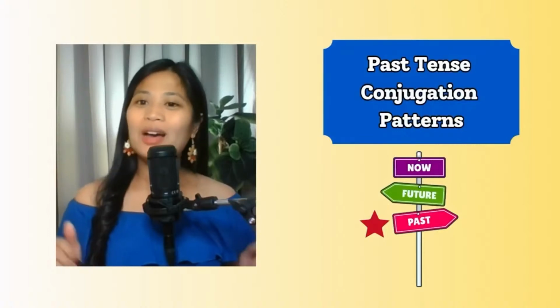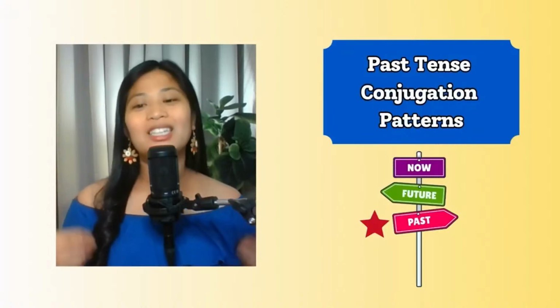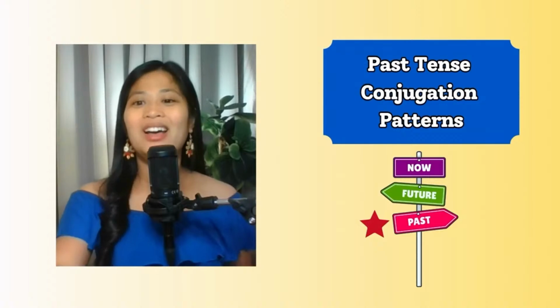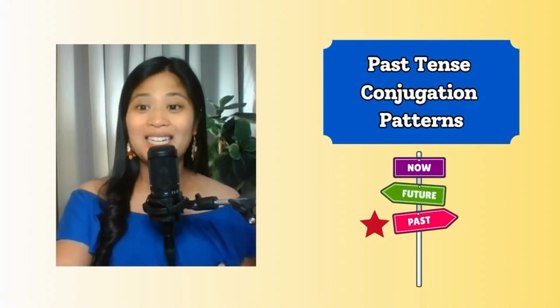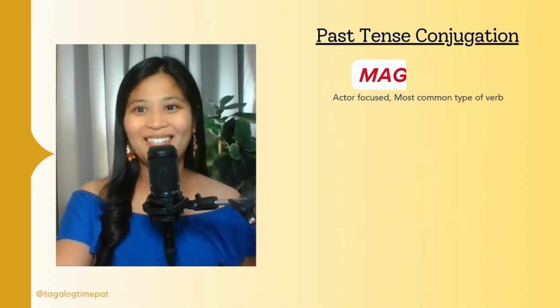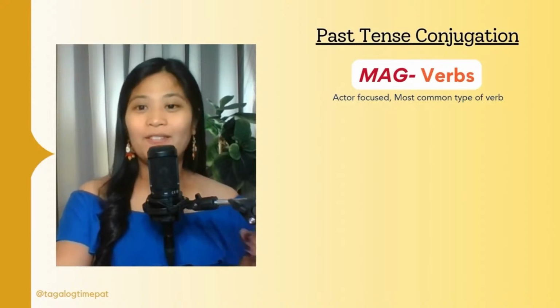Okay, so all of that was a review from Lesson 3. Let's jump into the new material now of Lesson 4, the past tense conjugation patterns. So let's start with the mag verbs. These are usually actor-focused, and they are the most common type of verb in Tagalog.